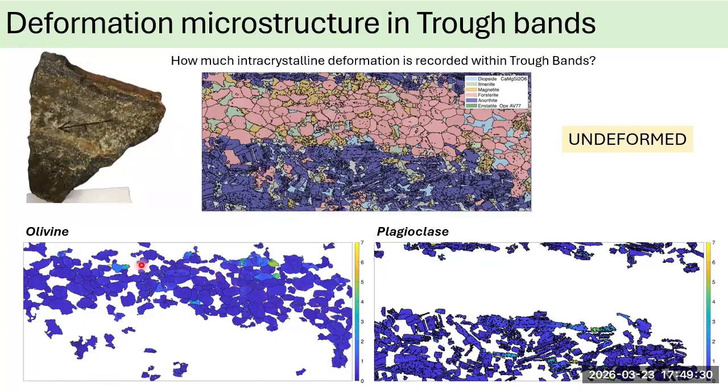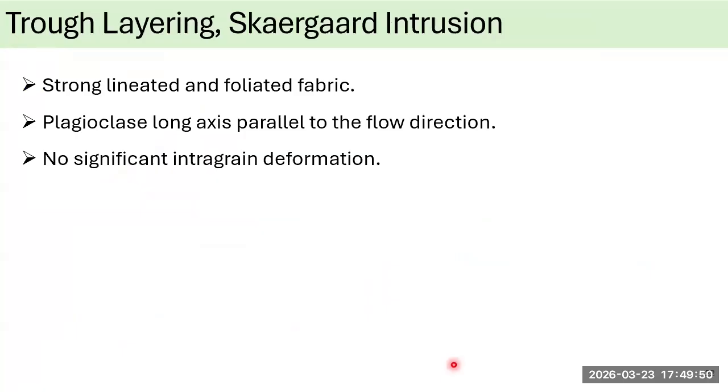You can see that olivine is almost non-deformed at all. There is a little bit of plasticity, and plagioclase is very similar. Only an occasional grain, a couple of grains, are deformed. So maybe there was some compaction, but it's not a dominant process that formed these features. We have a strong fabric, both lineated and foliated. We have plagioclase axes parallel to the flow direction, and we do not have significant intragrain deformation.